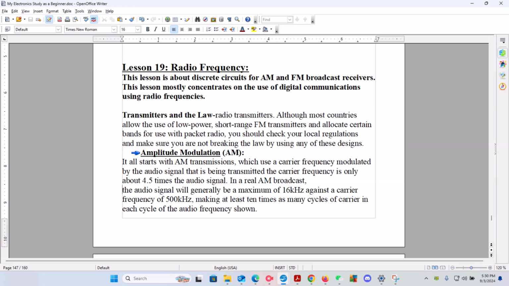Now let's talk more about what AM versus FM is, starting with AM. AM stands for amplitude modulation. AM transmissions use a carrier frequency modulated by the audio signal that is being transmitted.